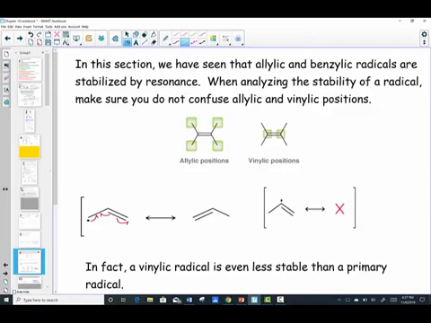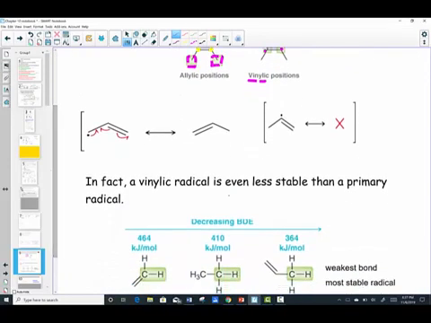So in this section, we've seen that the allylic and benzylic radicals are stabilized by resonance. One point of emphasis: if these are the two carbons involved in the double bond, the allylic positions are one carbon away. They're not the carbons that are in the bond, that's vinylic. Instead, they are adjacent. And that's critical because the vinylic position is even less stable than a primary position.